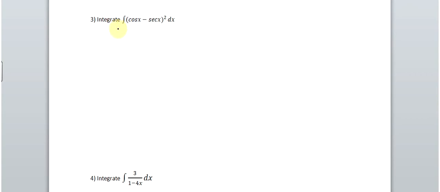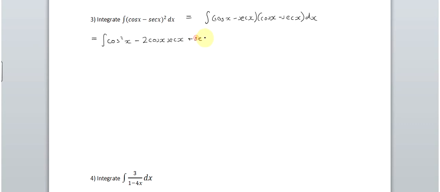Okay, so a trig one. So we're going to start off by multiplying these brackets out. So that's clearly the integral of cos x minus sec x times cos x minus sec x with respect to x. So we get from that the integral of cos squared x minus 2 cos x sec x plus sec squared x with respect to x.